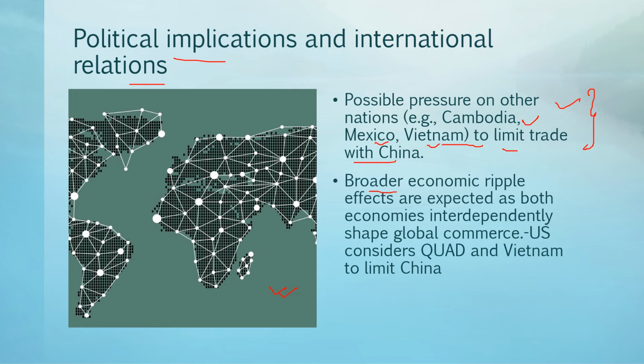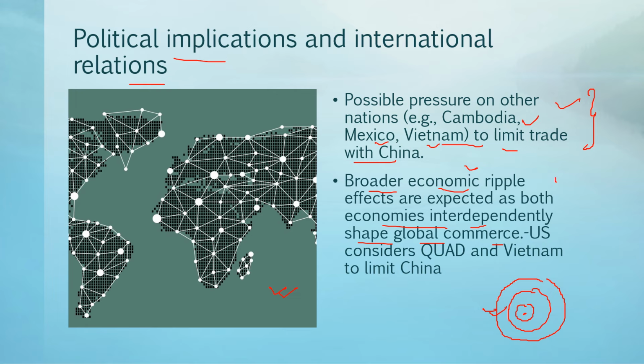Now, the broader economic ripple effect you should know. I don't know, for those of you who don't know, जैसे हम लोग जब पानी में, किसी वाटर बॉडीज में, चाहे वो नदी हो चाहे वो तालाब हो, उसमें जब हम पत्थर डालते हैं तो आप देखते हो एक रिपल इफेक्ट होता है, जैसे पानी ऐसे ऐसे फ्लो होता है, राइट? इसी को हम लोग रिपल इफेक्ट बोलते हैं. सो एक इकोनॉमिक रिपल इफेक्ट होगा ऑब्वियसली, एंड जो इकोनॉमिकली इंटरडिपेंडेंट एज बोथ इकोनॉमीज इंटरडिपेंडेंटली शेप ग्लोबल कॉमर्स.